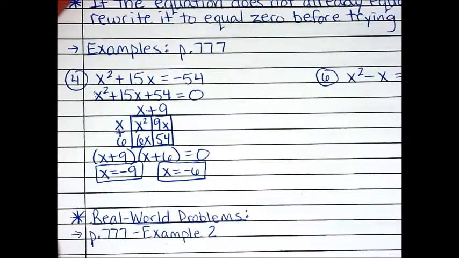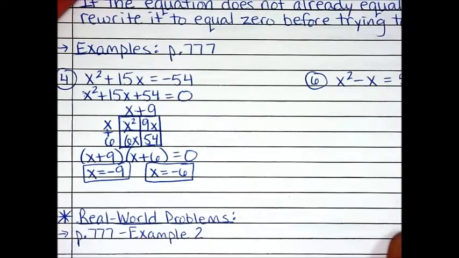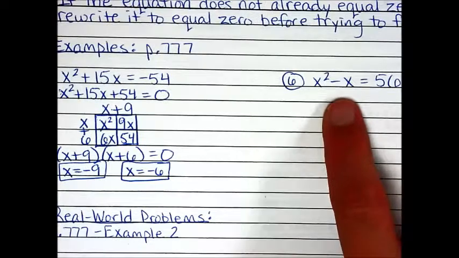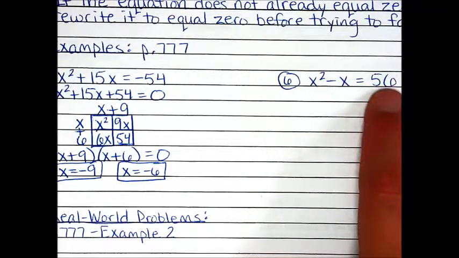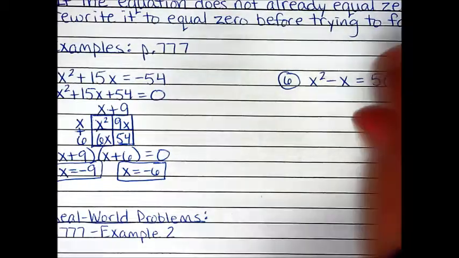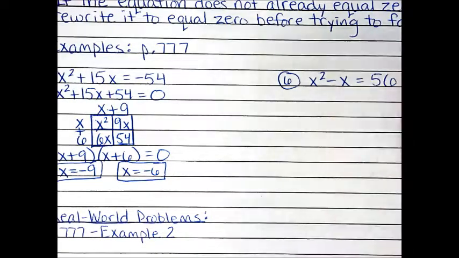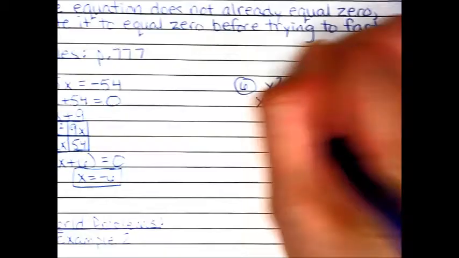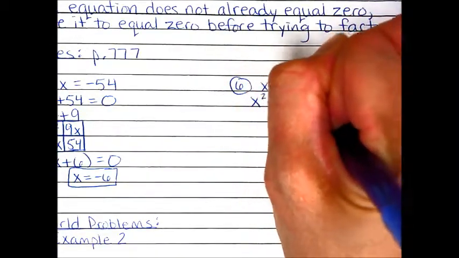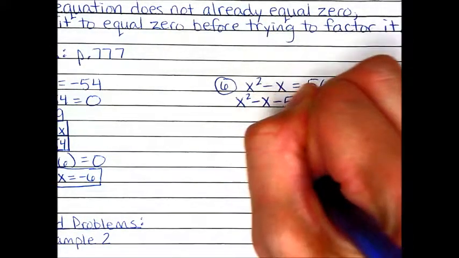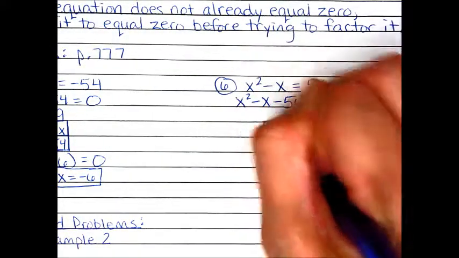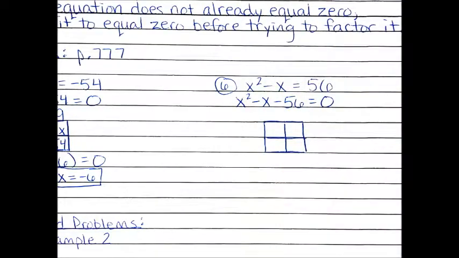Okay? One more time on that just for good measure. Number 6 from page 777 says x squared minus x equals 56. We don't want it to equal 56. You need to make it equal 0 before you try to factor it with the box or it won't work. So you need to move that 56 over and make it a negative 56. So this should say x squared minus x minus 56 equals 0, and then you can do the box. So if it doesn't equal 0, make it equal 0.